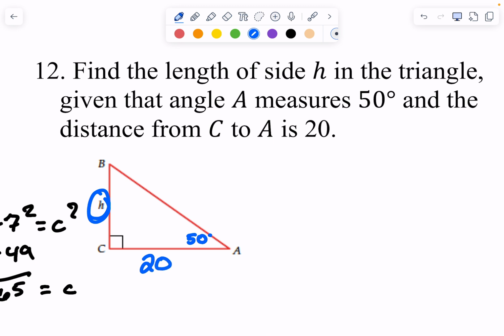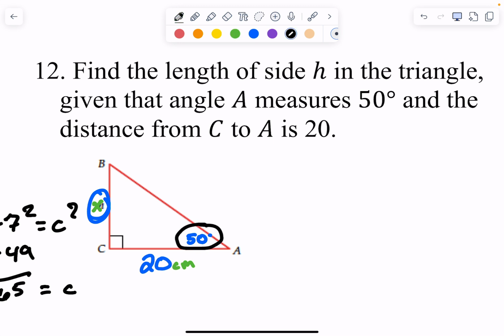I'm going to label that on there. Let's call H x, because if you call it H, it's confusing. Yeah, let's change it to x. The 20 is 20 centimeters, so it has a unit, because otherwise I wonder, is that 20 degrees? Did I label it wrong? Okay, 20 centimeters. Now we have to choose which trig function we're going to use.